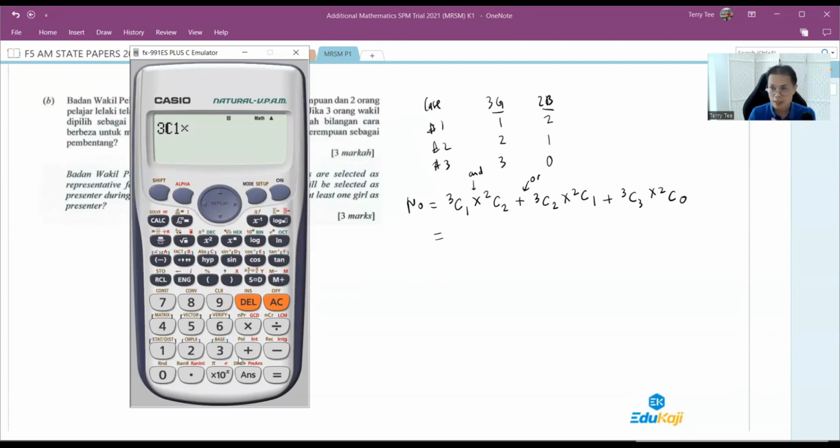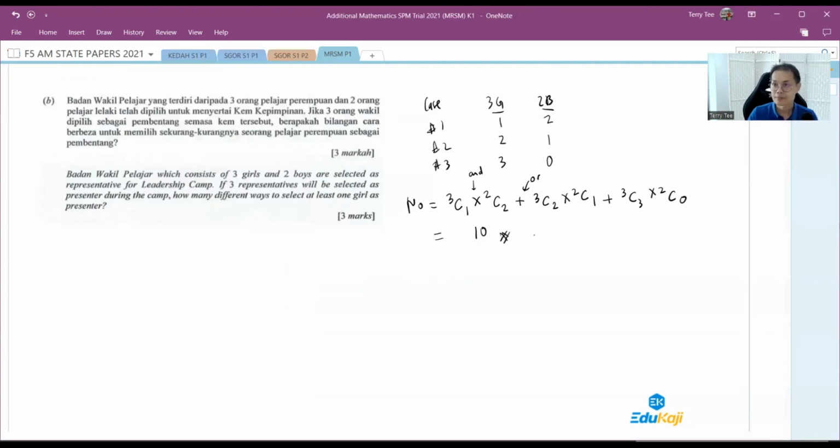2 choose 2 is actually 1. Actually, you don't have to write. But if you want, I can type in for you like this. 3 choose 2 will be actually 3 as well, right? 2 choose 1 will be, this is 3, this is 2, and then 3 choose 3 is 1. Yeah, you don't have to type. 2 choose none is actually 1. So you can add up. Your answer is 10.